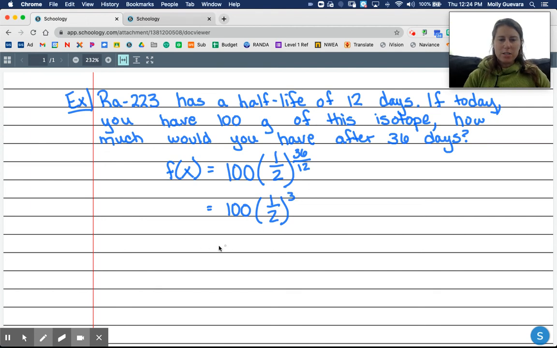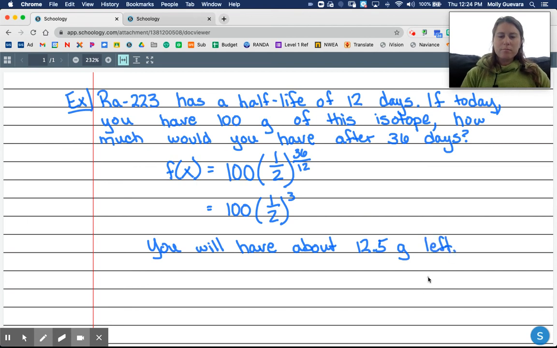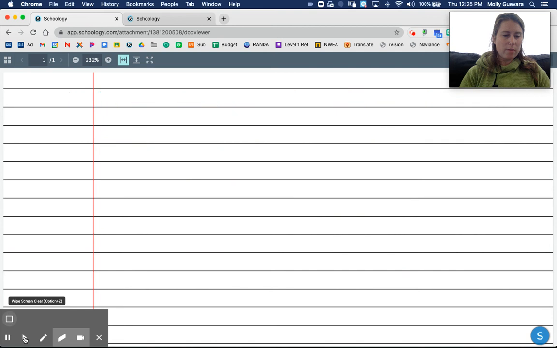And if you enter this into your calculator, you will have about 12.5 grams left. So 1/2 to the third is 1/8, and then 100 times 1/8 is about 12.5. Okay, let's do another example of this, and then we'll be done.